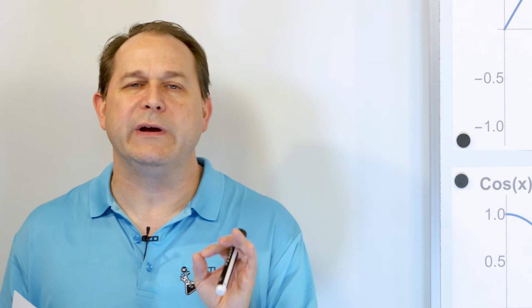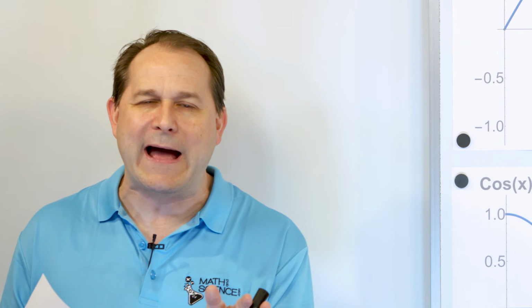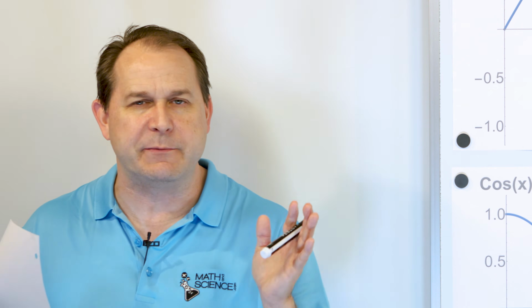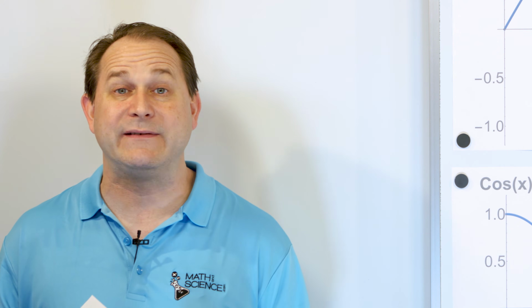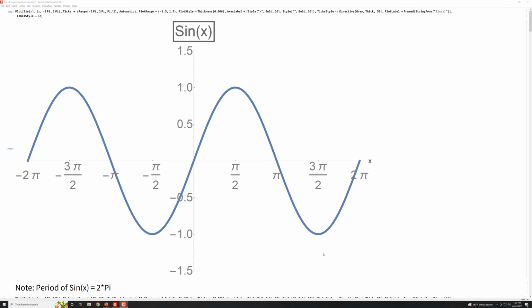So what I would like to do is jump to the computer. We'll understand the graphs. We'll look at how they function and behave, how they get shifted around. We'll come back to the board and we'll continue learning about tangent and cotangent. All right, welcome back. So here we are at the computer.